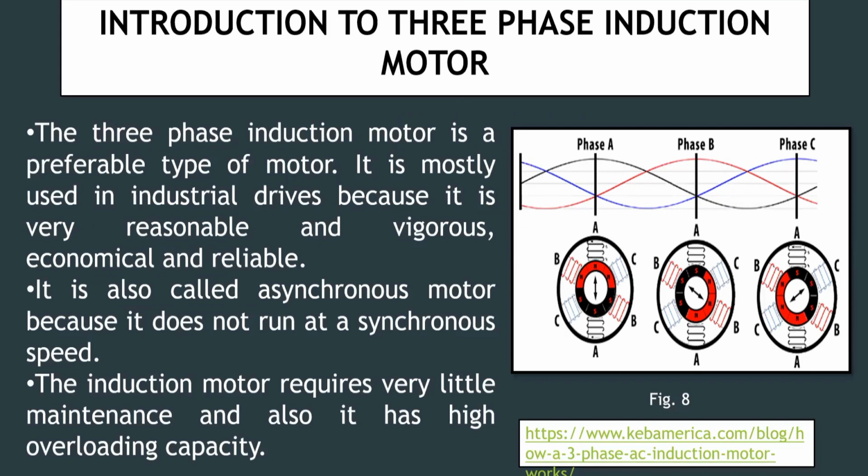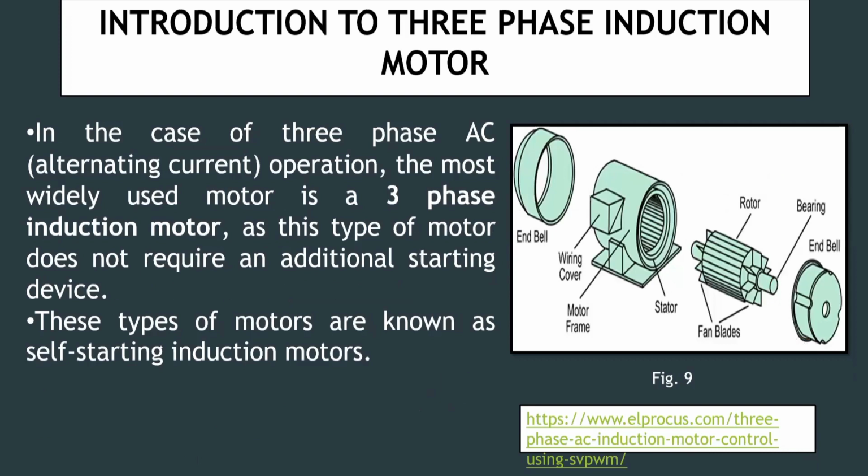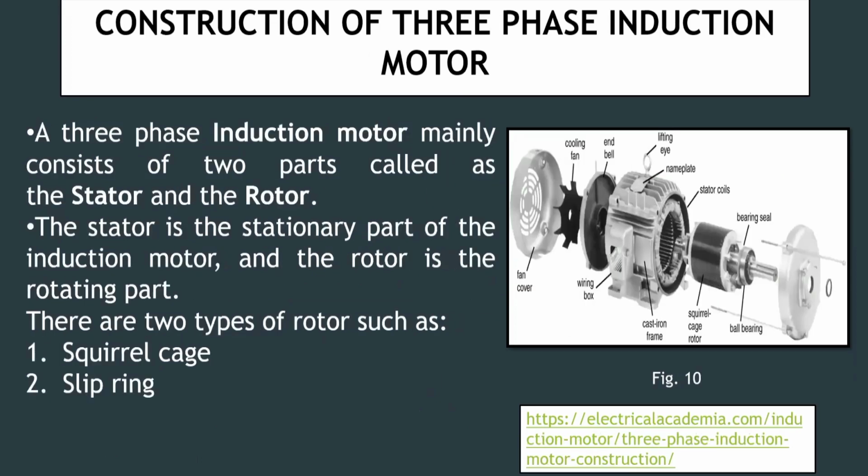This three-phase induction motor is very, very important. It is basically used in all industrial drives. It is very reasonable, very rugged, does not run at synchronous speed, and has very high overloading capacity. Alternating current, three-phase supply means three phases are given: red, yellow, and blue, RYB. This type of motor is known as self-starting. Single-phase induction motors are not self-starting.